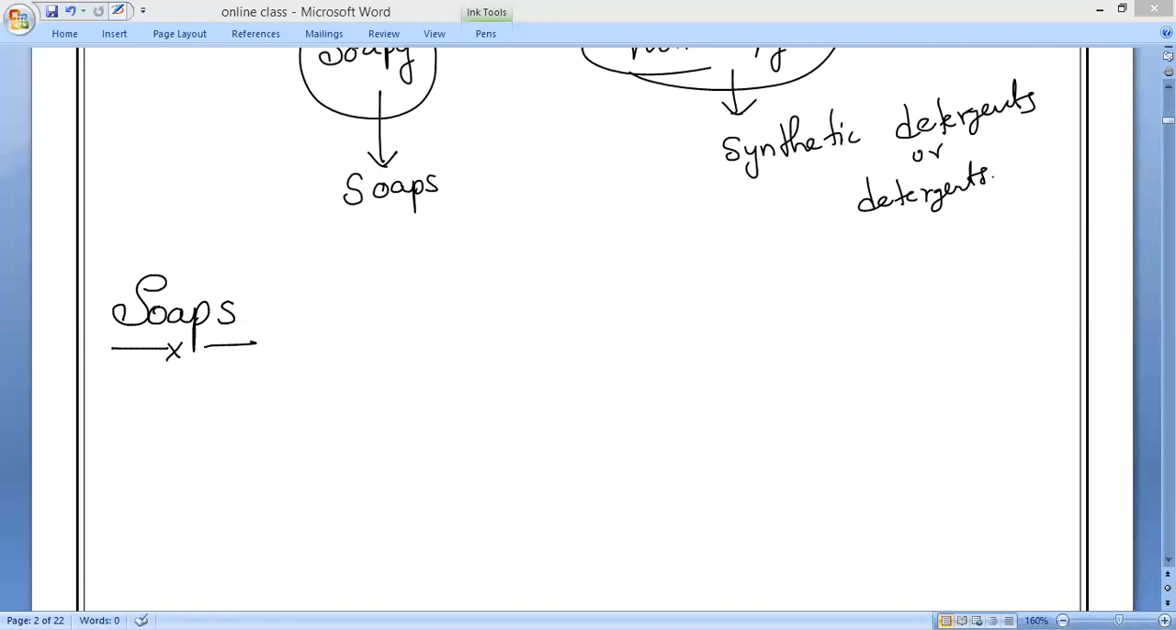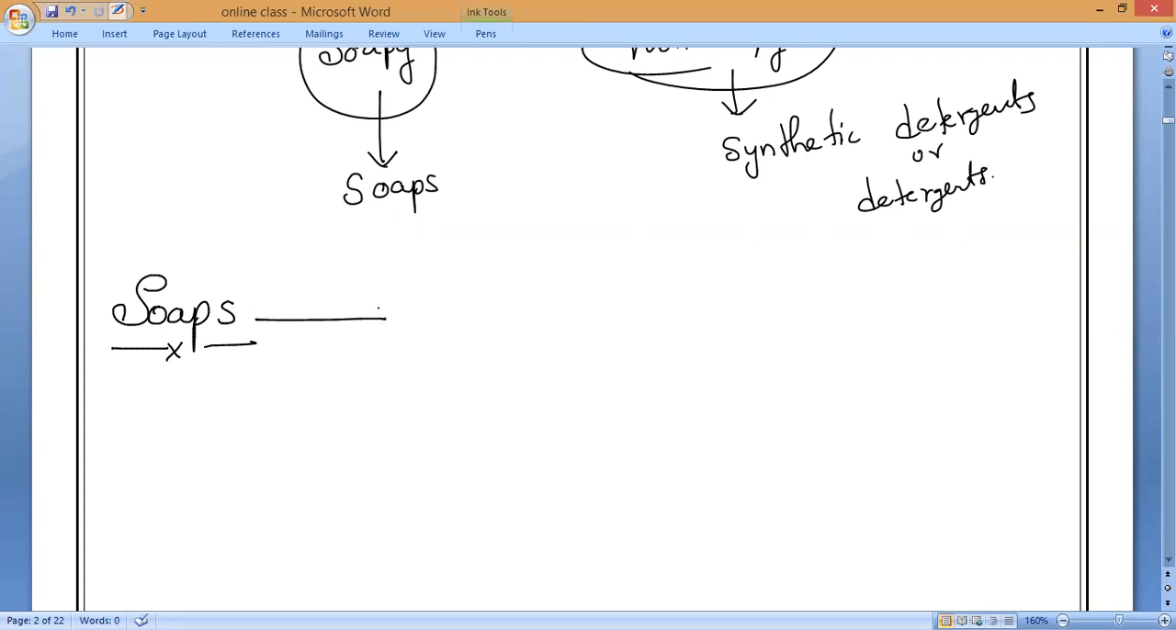Now observe very carefully, soaps. As we studied in chapter 2, what is chapter 2? Anybody can tell me? Acids, bases, and salts. Now if you take soaps, what is the nature of soaps, guys? Are they basic salts, acidic salts, or neutral? Basic, yes, everybody. They are basic salts.